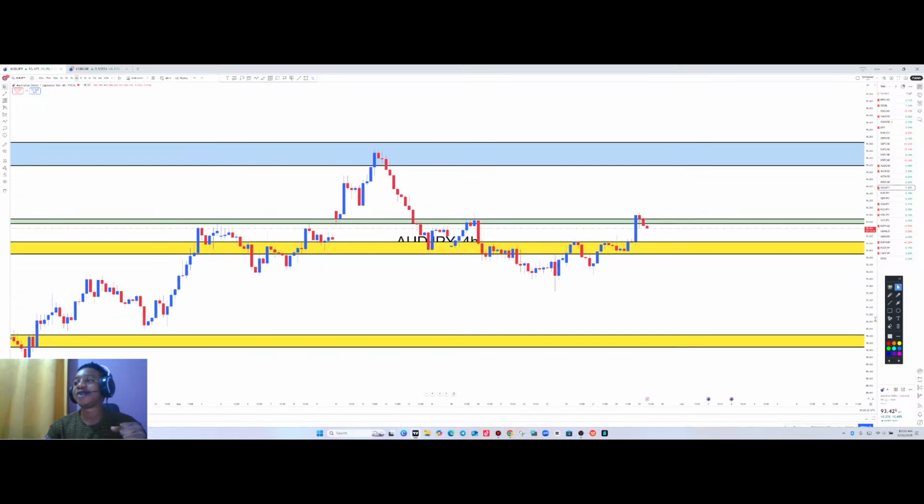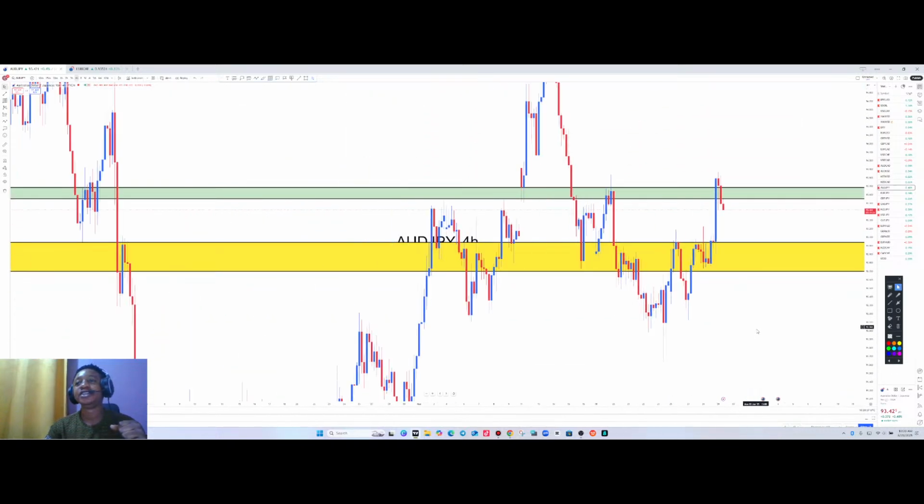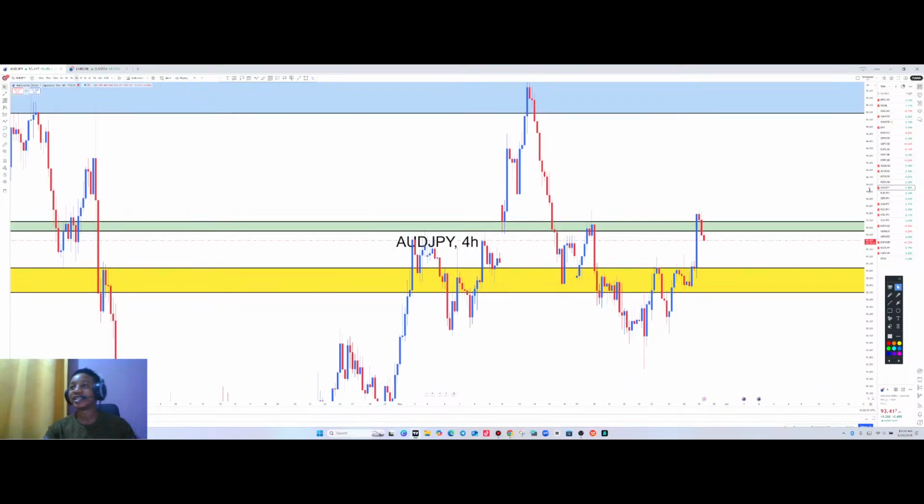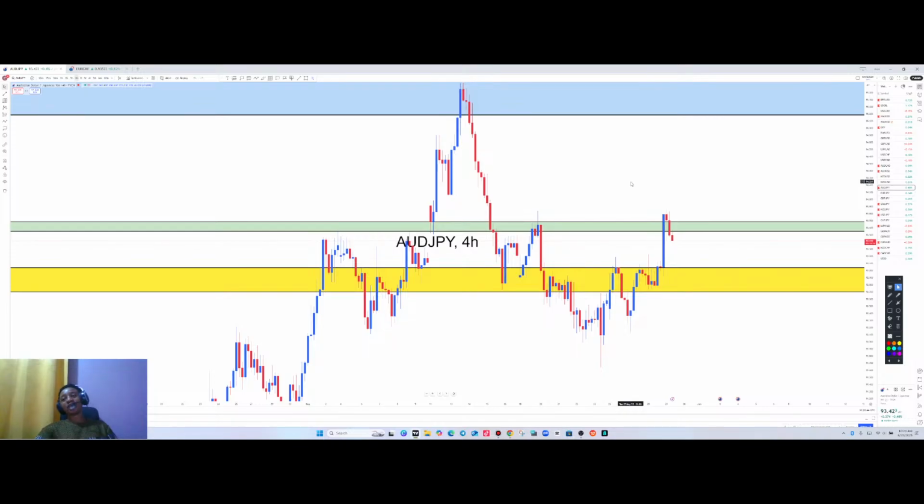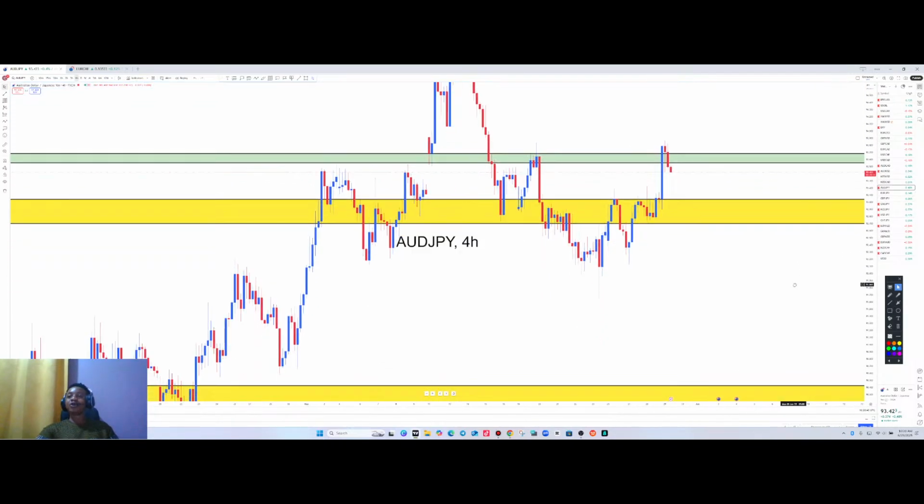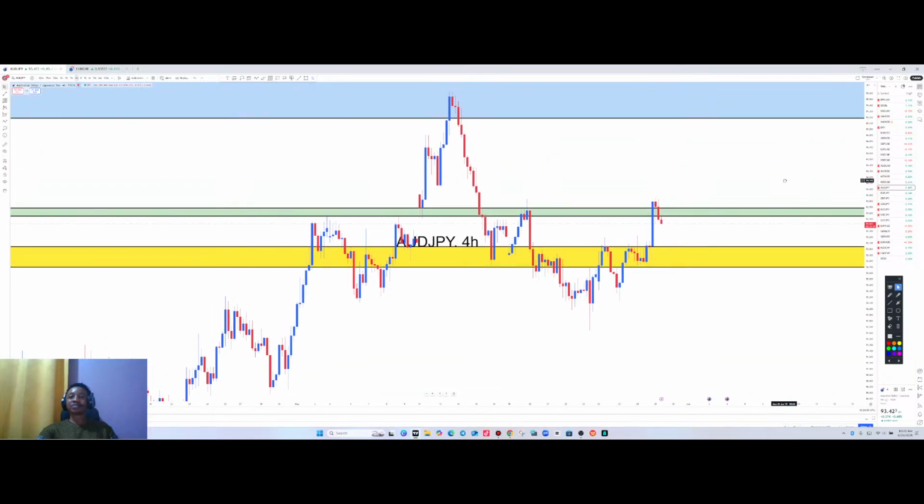All right, so this is the 4 hour time frame of AUDJPY. Now AUDJPY on the 4 hour time frame, price is in an uptrend. Sorry, price is in an uptrend on the 4 hour. So we cannot sell now. So how do we sell? How are we going to be able to sell, since price is in an uptrend now?